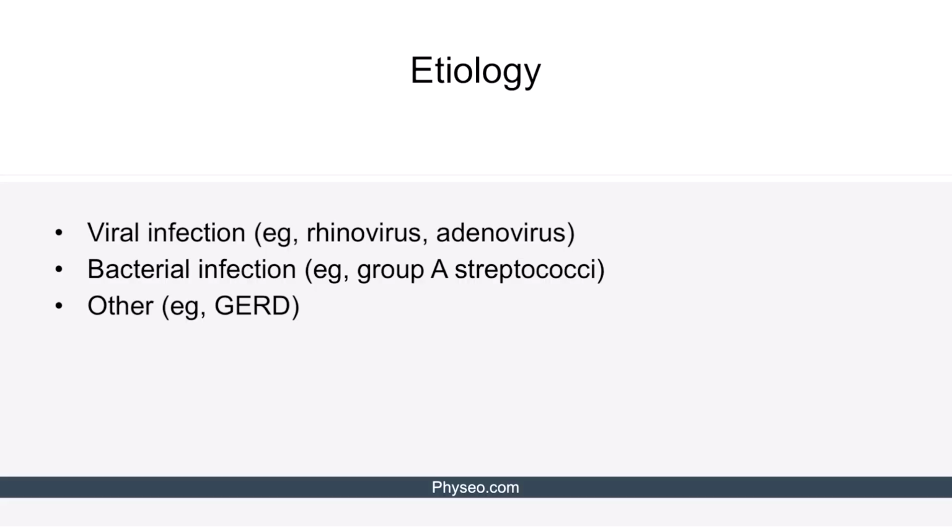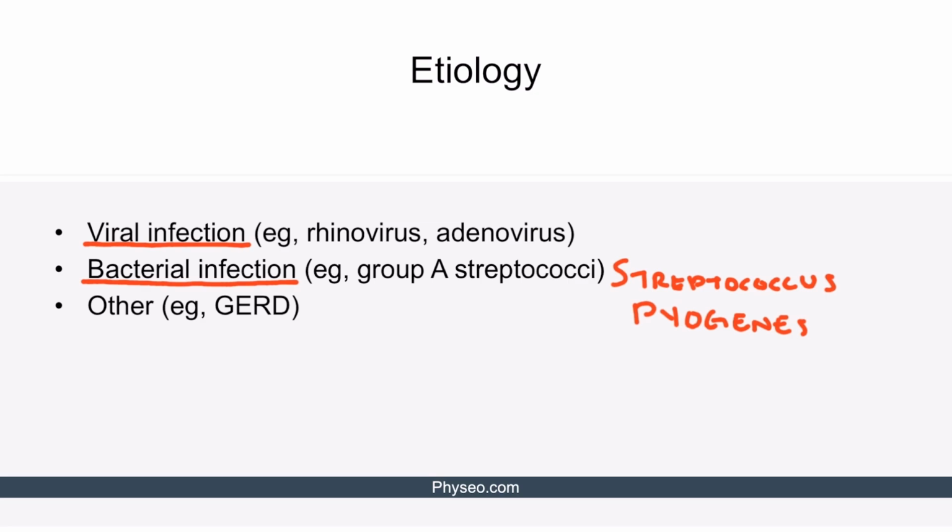The most common etiology of pharyngitis is a viral infection, such as infection with rhinovirus or adenovirus. In fact, viral infections make up about 90% of cases of pharyngitis in adults. The next most common cause of pharyngitis is a bacterial infection, most commonly with group A Streptococcus, also known as Streptococcus pyogenes. Lastly, pharyngitis can be caused by other more rare etiologies, such as gastroesophageal reflux disease, or GERD.